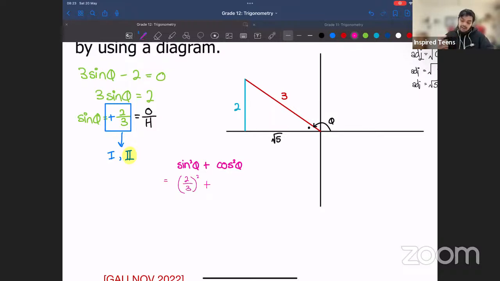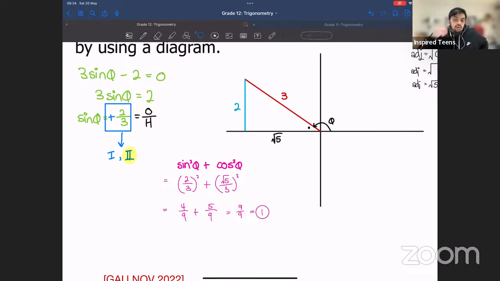plus cos squared theta. So remember cos is adjacent over hypotenuse, so here's theta here, adjacent over hypotenuse. So this is square root 5 over 3 whole squared. Let's simplify. This becomes 4. Remember, you square each term in the fraction, the numerator and denominator. This becomes 4 over 9 plus 5 over 9. This becomes 9 over 9, which is 1. And that's our final answer, just 1.